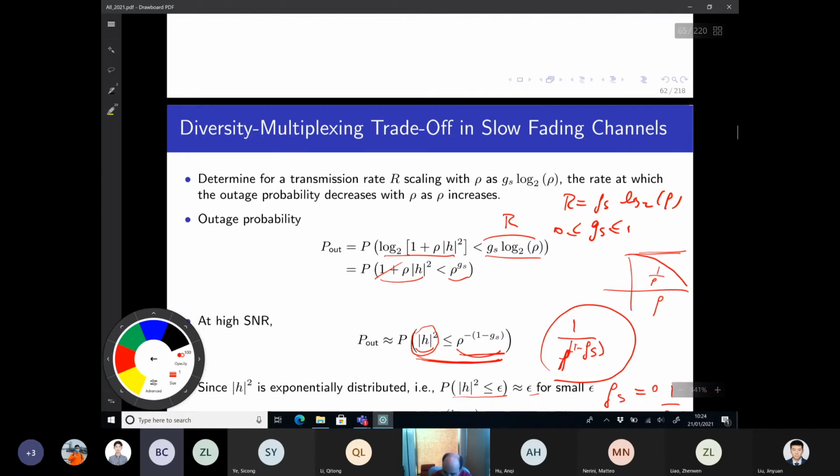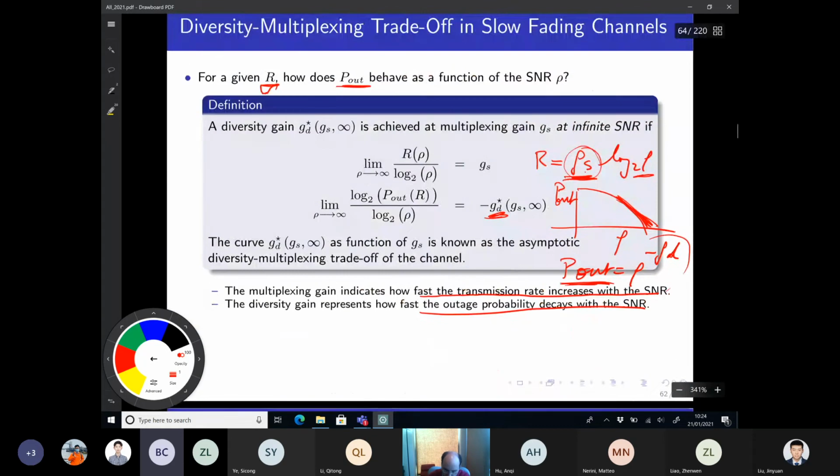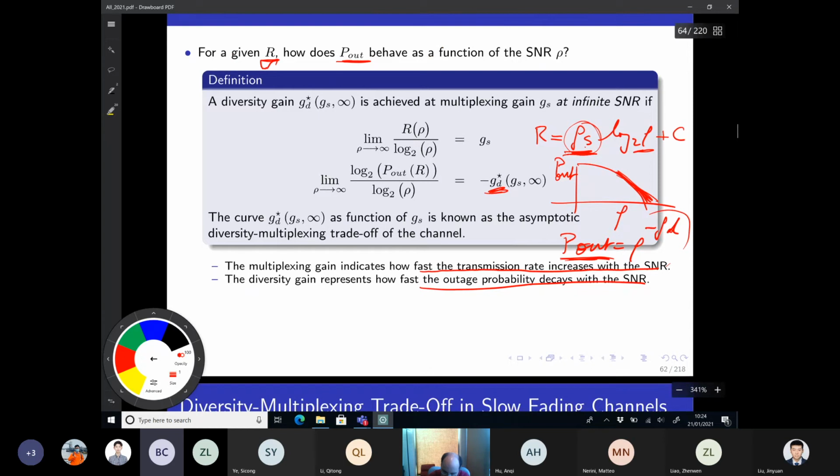In other words, if you transmit at GS equal to 0, it does not mean you transmit at a 0 rate. It just means you transmit at a rate that is constant. Because it's in the high SNR regime, it's according to this. So strictly speaking, if I write it, it's always plus a constant. But in the high SNR regime, if I take the limit of GS log 2 rho plus C divided by log 2 rho, and rho goes to infinity.